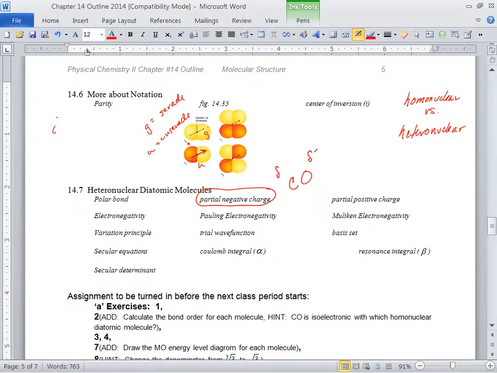Is that permanent or does that disappear? That little partial negative. We don't write full negative because full negative means it's an ion. Is that permanent? Yes, it better be. It's always partial negative. It's always partial negative. See if you remember this kind of stuff.